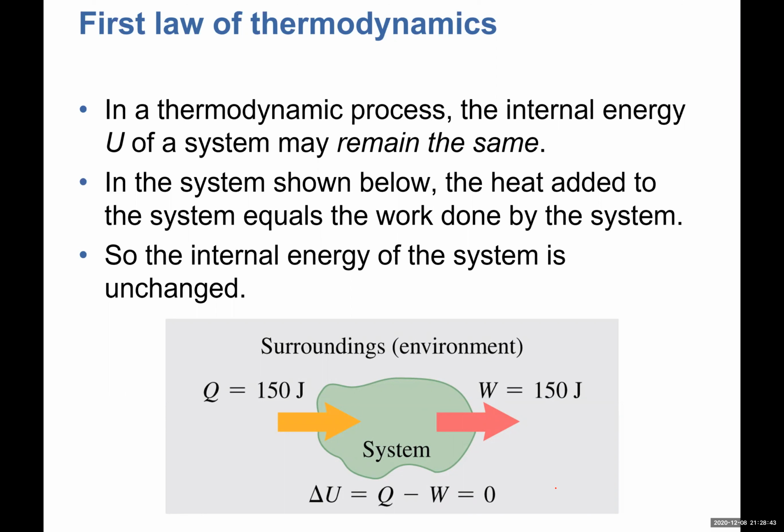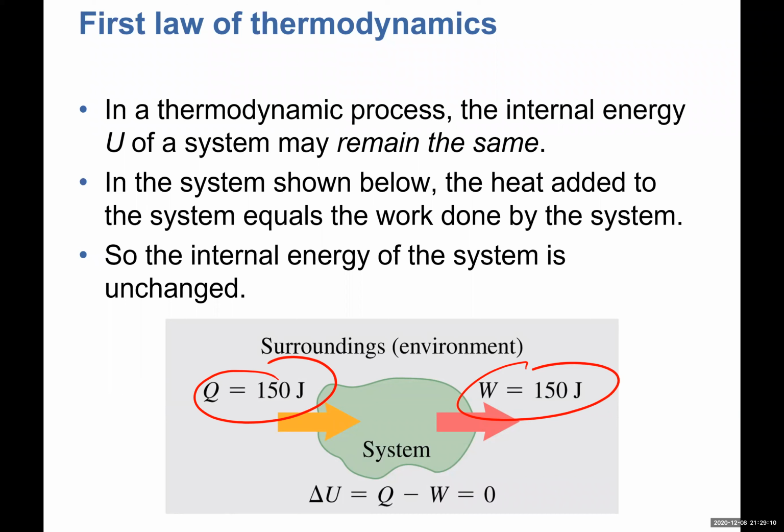Doesn't mean that there was no Q or W. They're just basically the same amount, and when you subtract, then you get basically zero. That means, for example, here 150 joules was added to the system, but then the system did 150 joules of work, which means energy gone from the system. So then internal energy did not change. Again, this usually happens when you have an isothermal process.